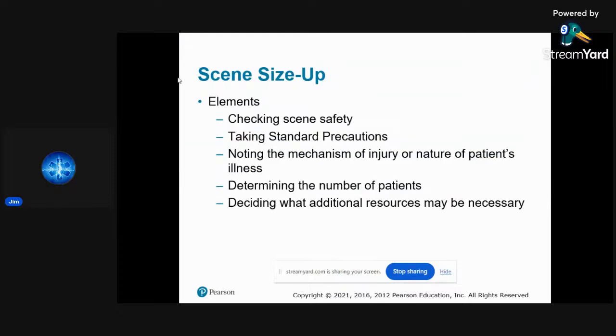One of the big things we're checking for is scene safety, right? If the scene is not safe, we as EMS are not going to enter it. You're going to hear that all the time, your entire career. Scene safety, scene safety. We'll be taking standard precautions, but at bare minimum, putting on gloves. We're going to be noting the mechanism of injury or the nature of illness. We'll determine how many patients we have, and we'll be deciding if we're going to need extra resources or additional help.